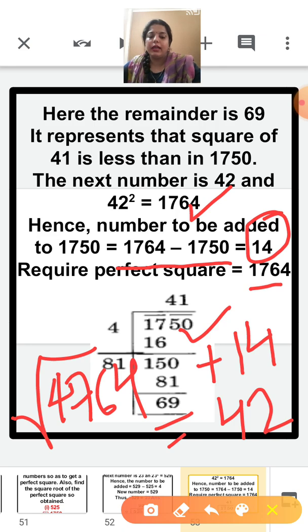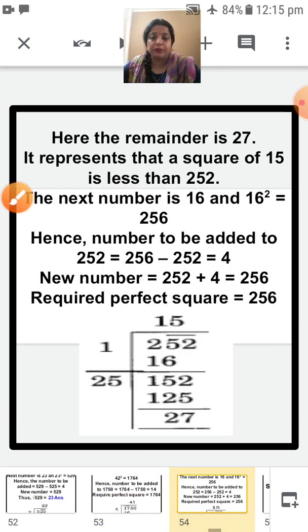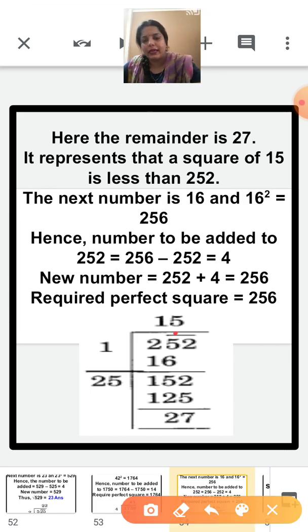Okay, now let's move to the next question. Again, the next part is 252. What you need to do? Make pairs. Now 2 is in one pair and 52 is one pair. 2 into 2 is 4.